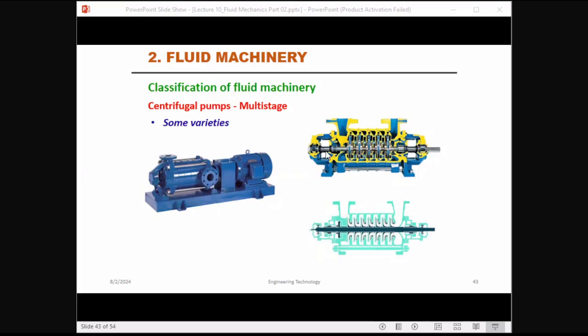Then we can generate very high pressure using this pump. We can use it for high pressure applications, due to its ability to generate high pressure.